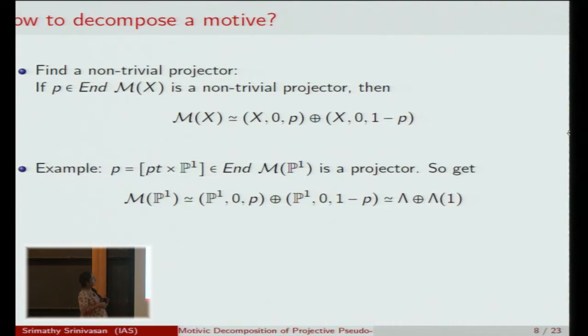Okay, for example, take the projective line. Then the endomorphism ring of the motive of the projective line is just the Chow 1 of P1 cross P1, and then it turns out that the class of this cycle, point cross P1, is a projector. It's a non-trivial projector. Therefore, you can decompose the motive this way. It turns out that the first summand is isomorphic to the Tate motive, and the second one is isomorphic to the Tate motive twisted by 1. Okay, so in general, you can also decompose the motive of projective space into a direct sum of twisted Tate motives. Okay, so these are some examples of how you can decompose a motive.